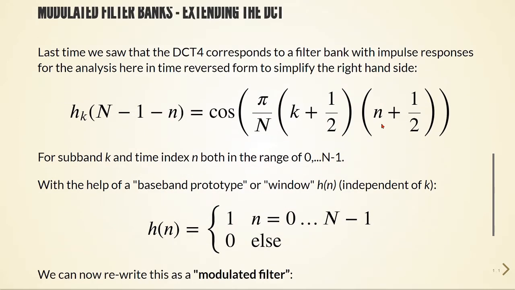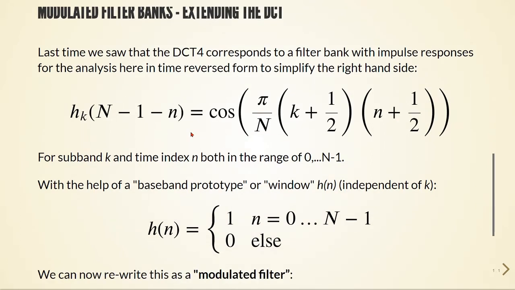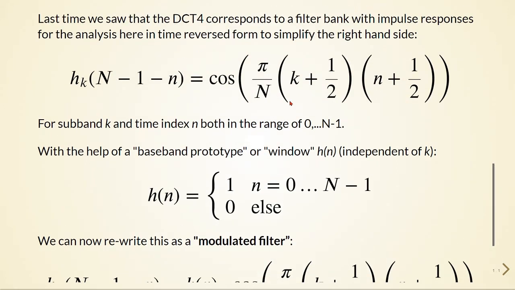So last time we saw that the DCT4 corresponds to a filter bank with impulse responses for the analysis, here in the time reverse form to simplify the right hand side. And we've seen these equations for impulse responses. So for a subband k and time index n, and they are both in the range from 0 to N minus 1. Now, with the help of a baseband prototype or a window that we'll call h of n, and we see that it's independent of k, we can now rewrite this structure as a modulated filter.